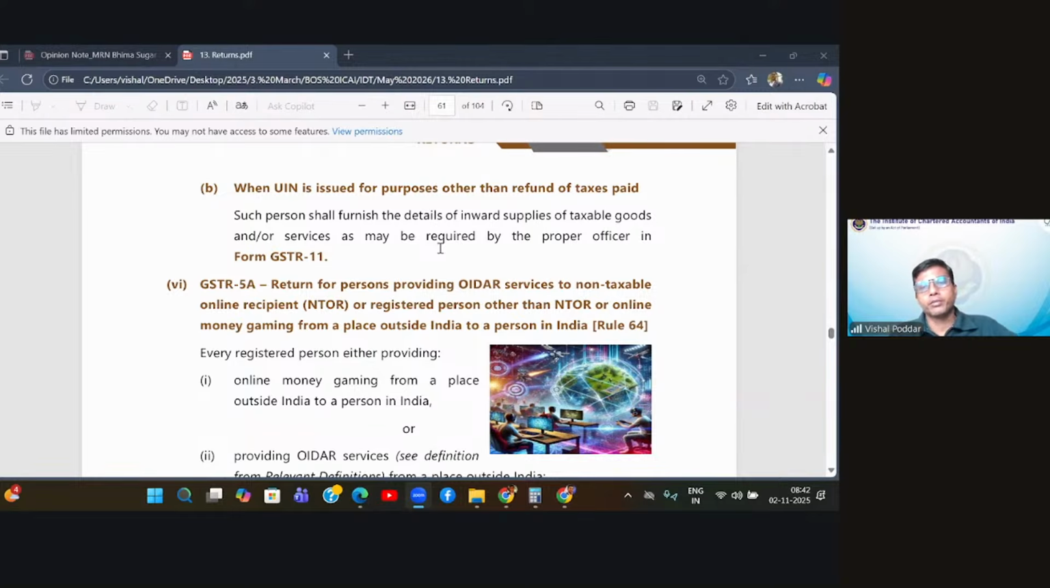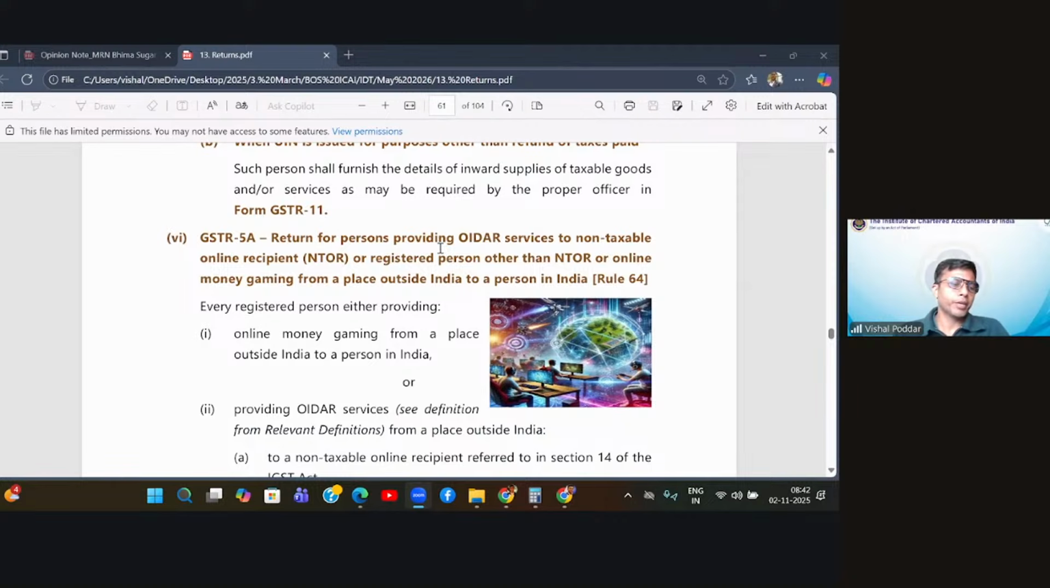Next is GSTR 5A. This is the return for OIDAR services. Now, what are OIDAR services? Nowadays, we are enjoying and consuming many services which are provided online. These are those services where the supplier is nothing but maybe an app or a portal. Like today we consume so much OTT content. All these OTT service providers come under the OIDAR category. Now, if this OIDAR person is a person who is sitting outside India, and the recipient is a non-taxable person in India.